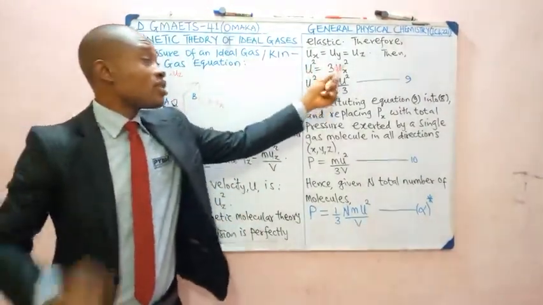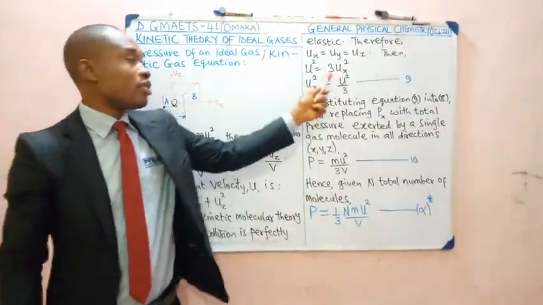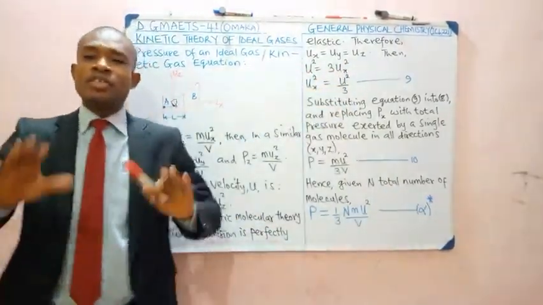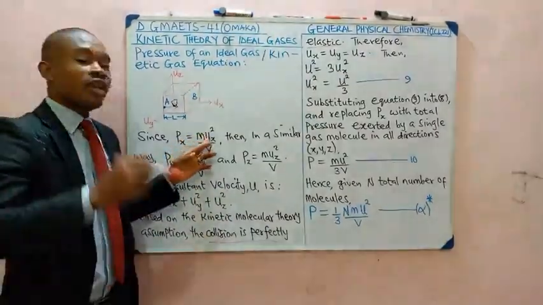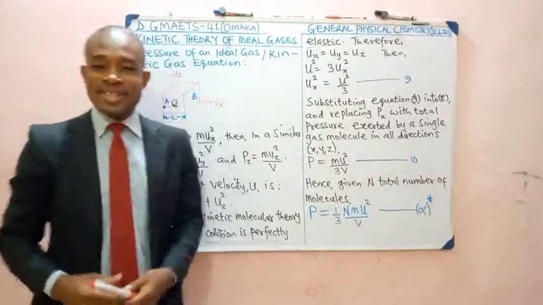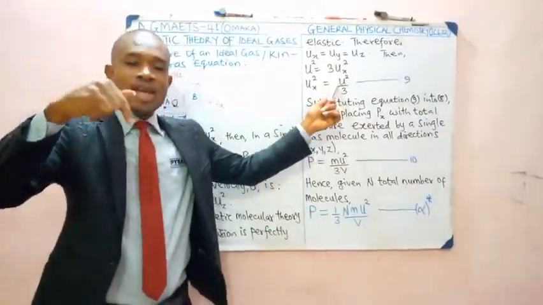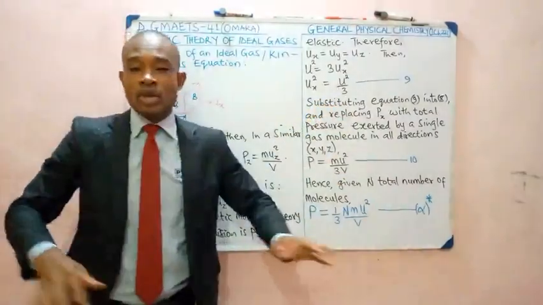Then making this square of velocity in x-axis the subject of the formula, you divide through by its coefficient, which is 3. Therefore, the square of the velocity in any direction, be it x, be it y, or z, is actually equal to the resultant velocity square, that is, the square of the resultant velocity divided by what? 3.